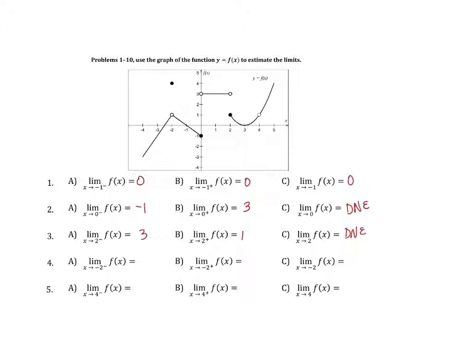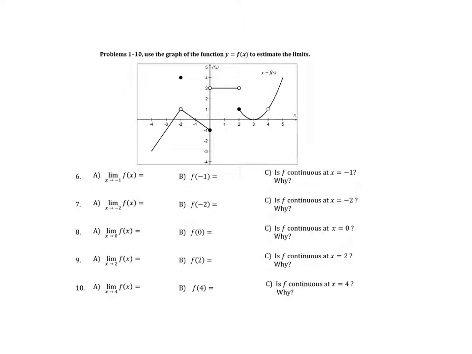Our next problem, x approaches negative 2 from the left. So looking at negative 2 from the left, looks like we're going to have 1. From the right, it looks like we're going to have 1. Therefore, that limit is 1. And then for number 5, it looks like the same again. X approaches 4 from the left is going to be 1. From the right is 1. Therefore, the limit itself is 1.